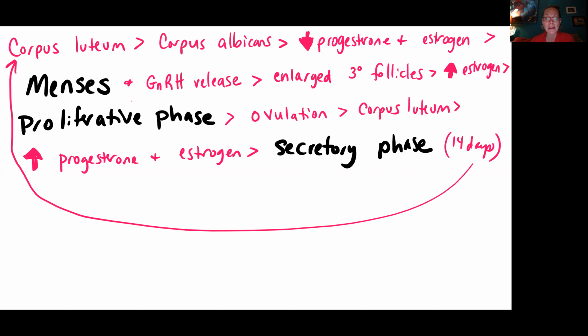Remember, to be fertile, the ovarian and the uterine cycles have to be in sync so that when you are releasing that secondary oocyte or immature ovum at ovulation, it's going to have that nice cozy environment in the uterus ready for possible implantation. Okay, that's it for now.